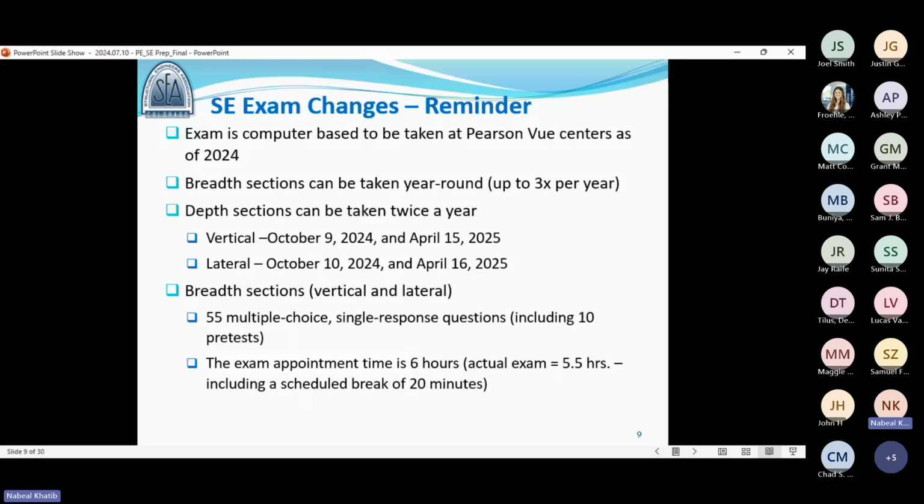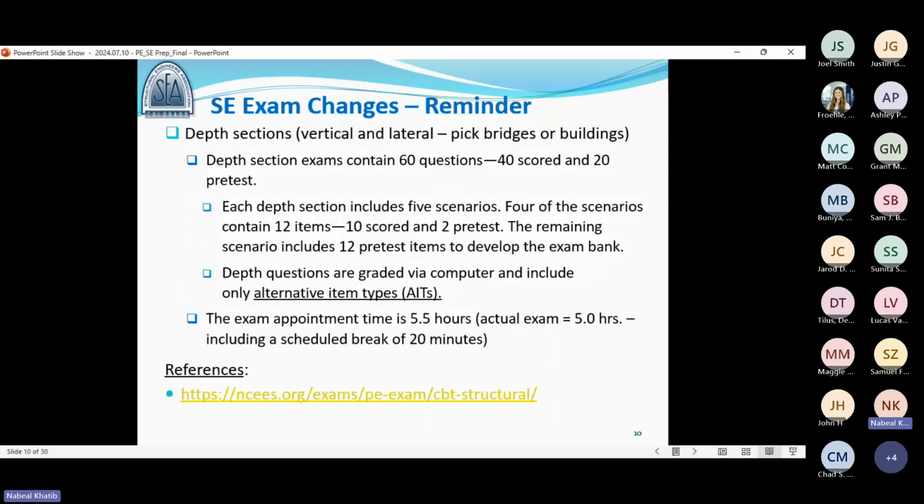The exam is going to be, for the actual exam, 5.5 hours. Going to be the same thing, a scheduled break that'll be 20 minutes, and then 10 minutes between basically the tutorial and all the onboarding steps with the instructions. That portion will be the same thing, vertical and lateral. You have to position your discipline or what you would like to take. Do you want to take the bridge section or the building section?